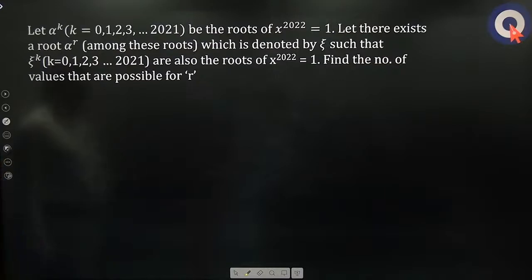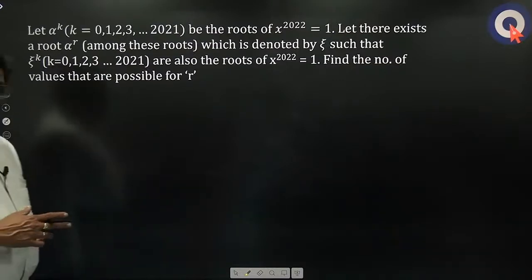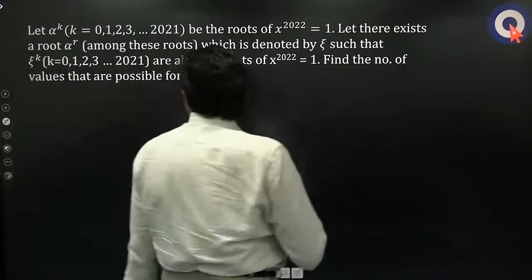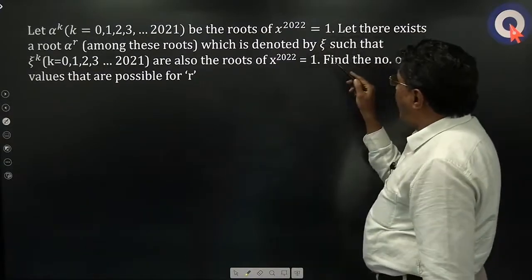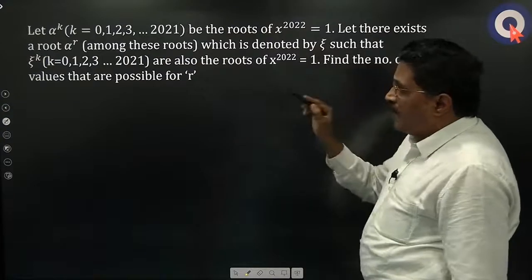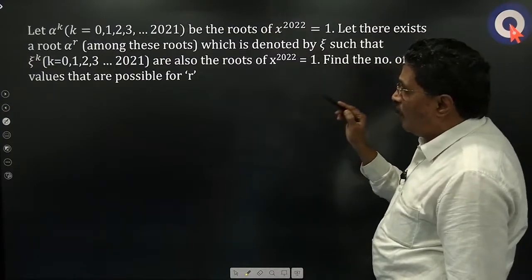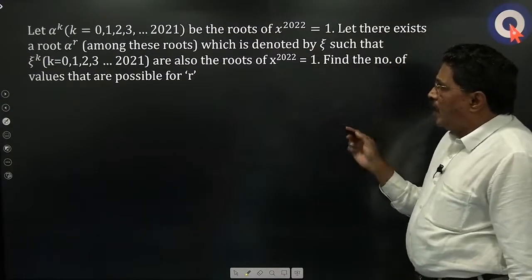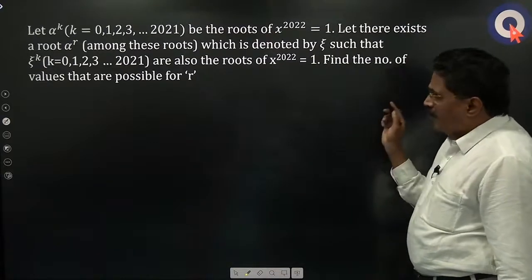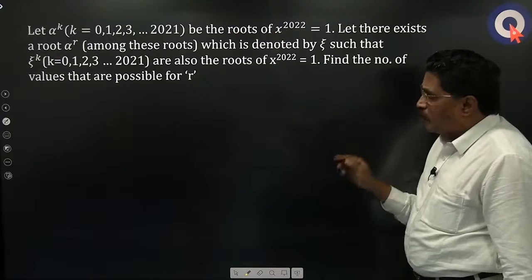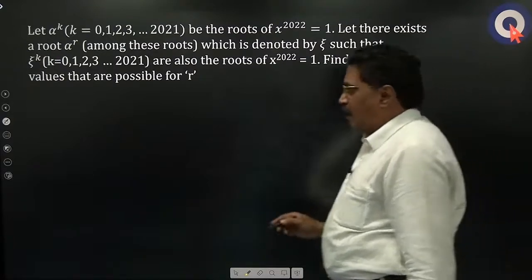Let there exist a root alpha^r among these roots, which is denoted by xi, such that xi^k, where k = 0, 1, 2, 3, etc., 2021, are also the roots of x^2022 = 1. Find the number of values that are possible for r. One integer answer problem.